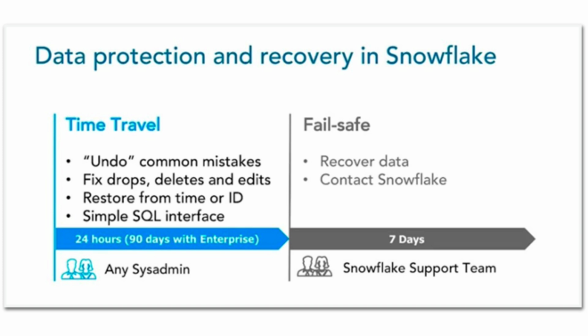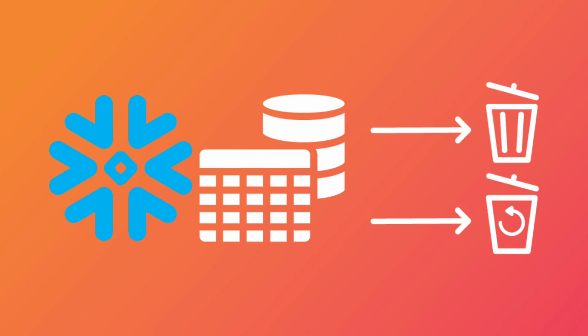Which makes time travel absolutely crucial for those common oops moments, right? A bad data load script, accidentally deleting a bunch of rows, dropping the wrong table entirely. All the classics. It's instant or near instant self-service recovery, which explains why organizations using the Enterprise Edition often crank that time travel window way up, sometimes even to the maximum of 90 days. User-driven recovery. That's the key phrase here.